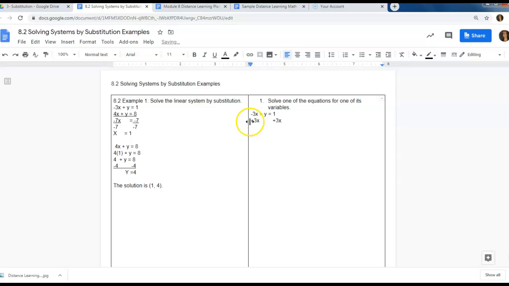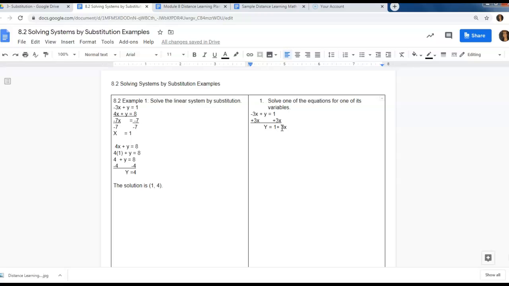And then, put a long line because I'm adding. So here, negative 3x and positive 3x becomes 0. The only thing left on that side is the y. And on the other side, I'm going to have 1 plus 3x. I'll write it like that: 1 plus 3x.